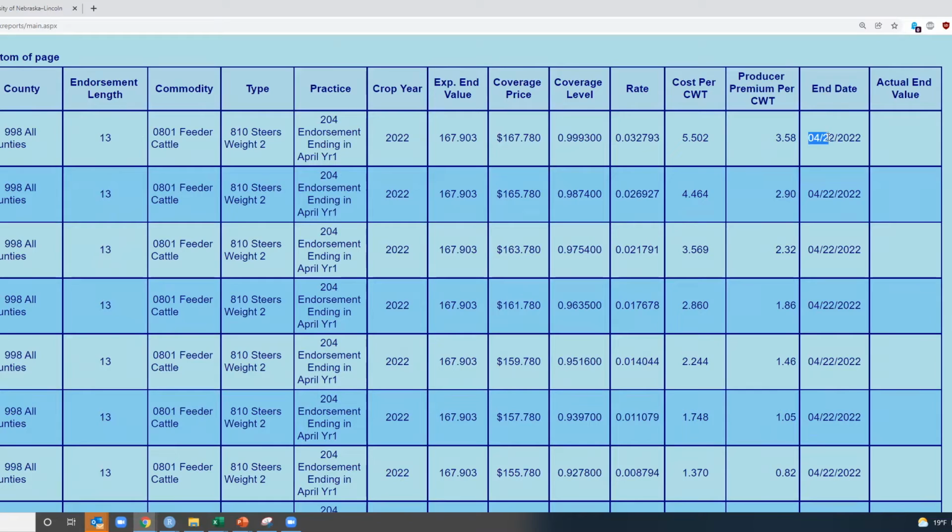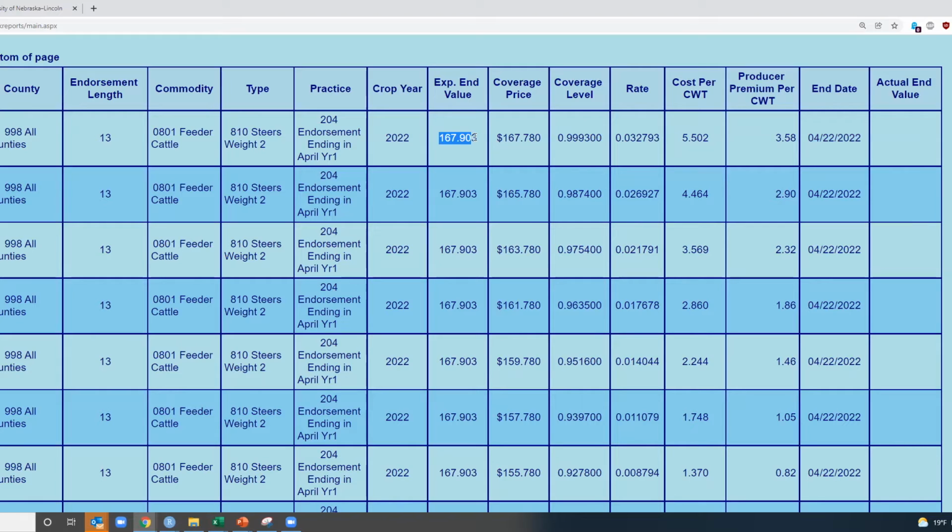It will say 04/22/2022. That's when the coverage will end, and we can either choose to sell the cattle in the cash market, or we can choose to retain them and continue to feed them for longer periods of time. And even if we want, we can put more coverage or new coverage back on the animals.